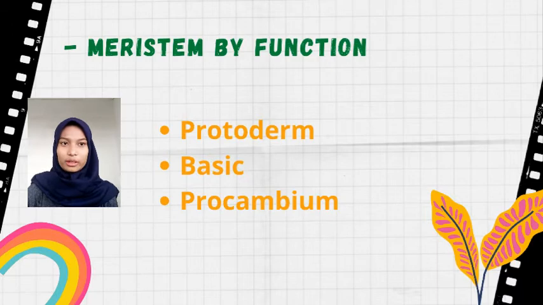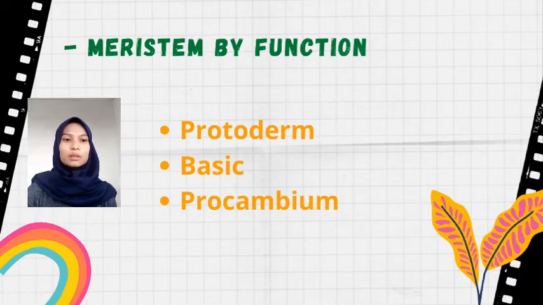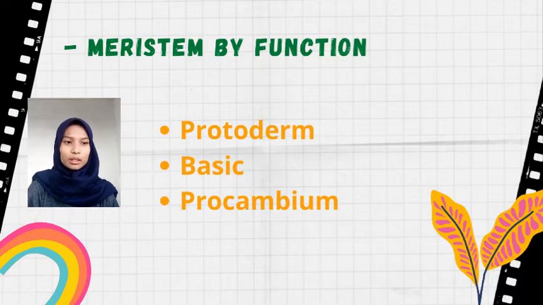Meristem by function includes: protoderm, becoming an epidermal tissue system or epidermis. Ground meristem, becoming a basic tissue system, namely the hypodermis, cortex, and pith. Procambium, becoming a network of cells, namely primary phloem, primary xylem, and residual procambium, or secondary phloem and xylem. This meristem includes the apical meristem.